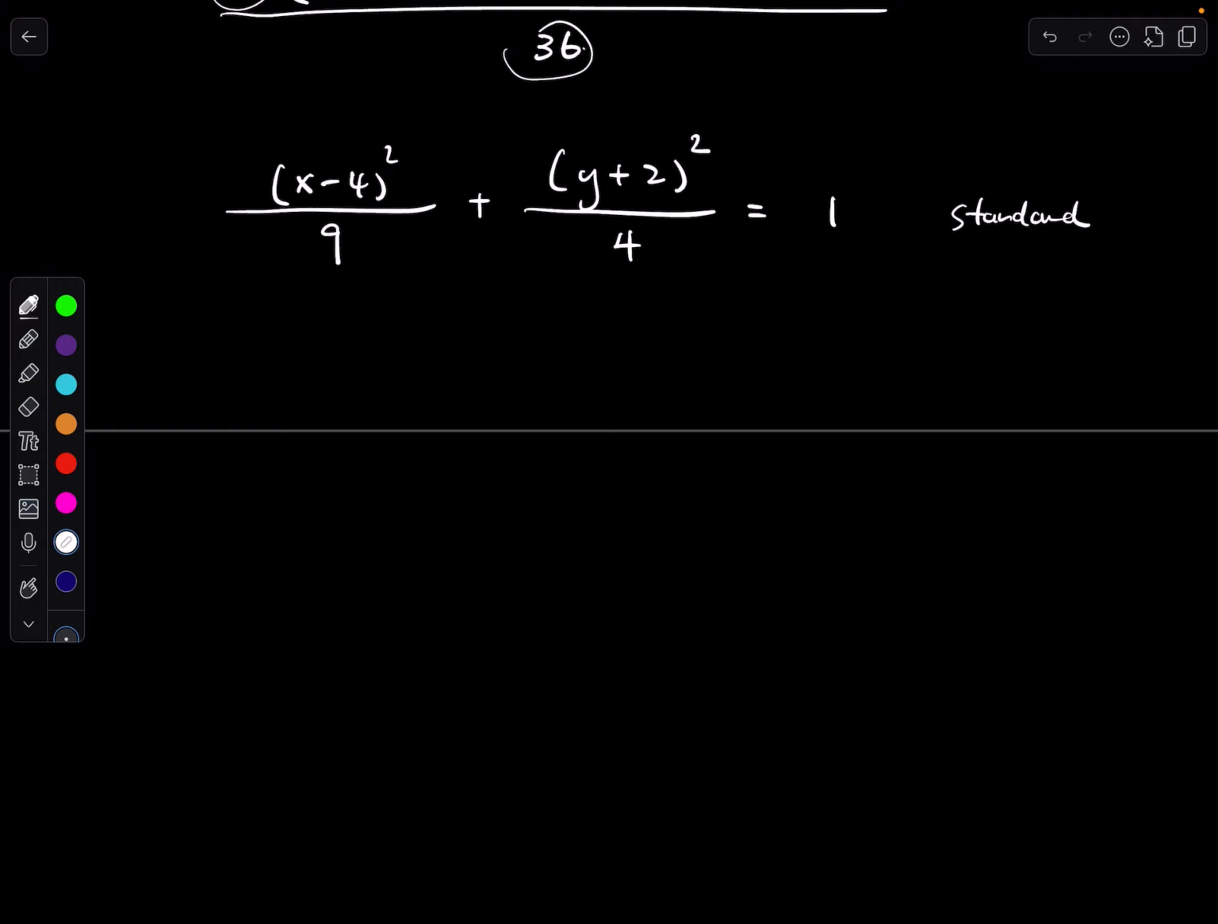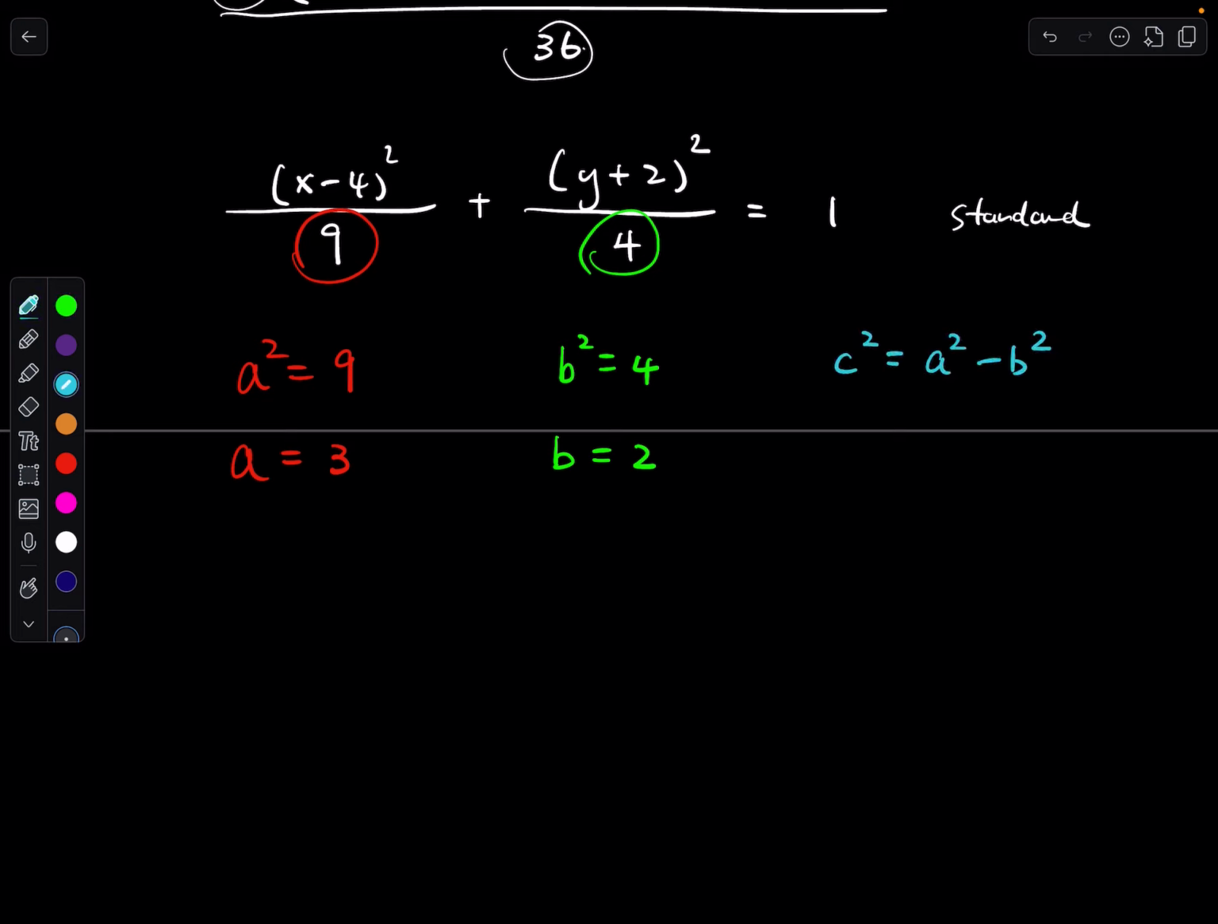Now, we're going to identify what is a and what is b. The bigger number is your a squared. 9 is bigger, so a squared equals 9, which means a equals 3. The smaller number is b squared, so b squared equals 4, so b equals 2. Let us quickly find what c equals. So c squared is, again, a squared minus b squared. If I just do 9 minus 4, it will be 5. So c will be the square root of 5.